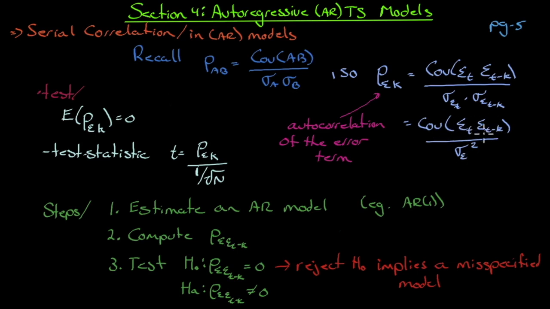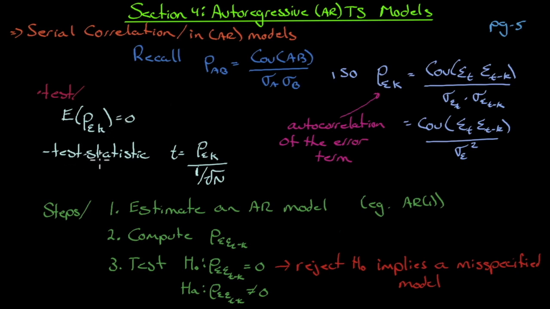It's a correlation, a covariance of the error term at one period of time versus another period of time. So what we're testing is that the expected value of the autocorrelation is 0, that we have no correlation of the error term with itself at any point in time. So we'll go back a lag. K will be a lag of 1, a lag of 2, 3, 4, etc.